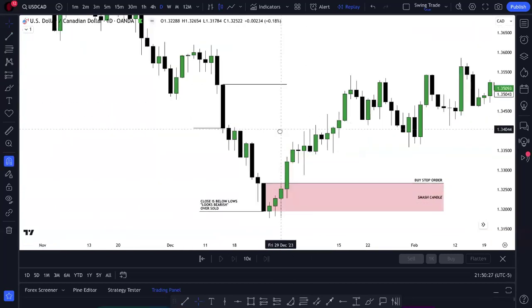Now, the reason I picked that one is because of hindsight. I said we're going to pick a good example just to look at.